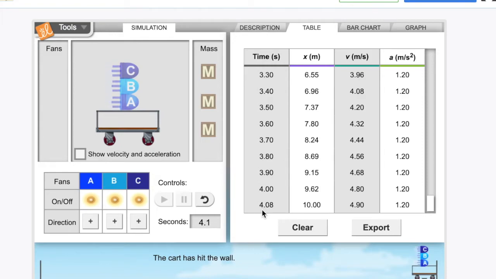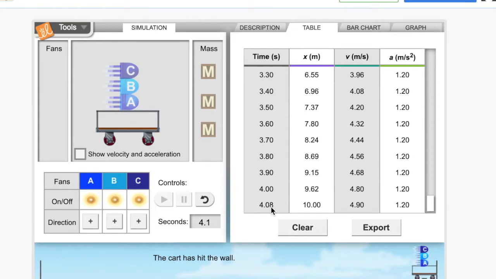Right, don't forget the units, meters per second or meters per second squared. And then you look, that matches with the acceleration here. Notice the acceleration is the same the whole time, 1.2. And one way you can calculate that if you didn't have this chart or table would be the change in velocity divided by the time.